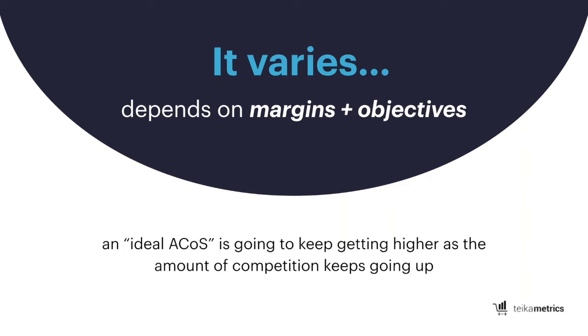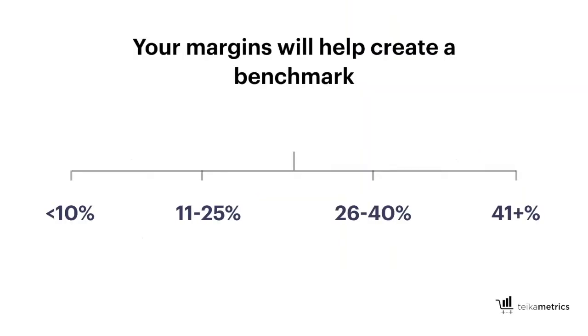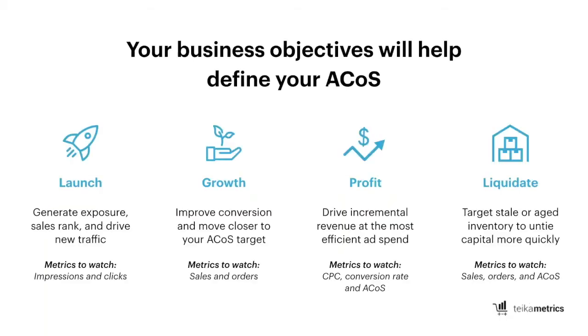Exactly. And that's why it's important not to think about this as a general term. What's good for one person is not going to be a good ACoS for you, because it's really going to come down to your own business and what you're trying to accomplish. So if you think about it in terms of margins and objectives, then you have better benchmarks to measure your success. So start with your margins. That's going to help you create your benchmarks. So what number do you want to be above or below? And whether you decide to be above, at, or below is going to come from your objectives here.